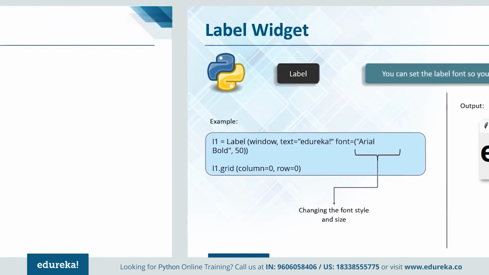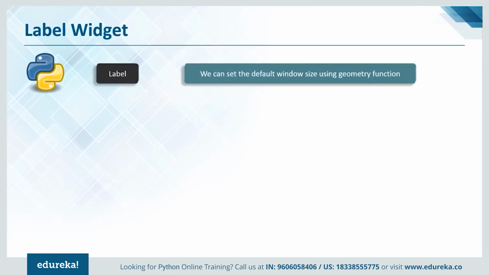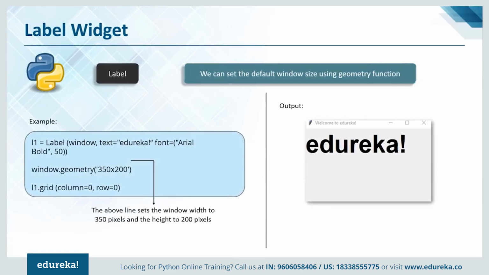Simple, right? So there is something called the geometry function, guys. It is used to change the window size and set it as per our requirement. In this case, we have set it to be 350 pixels in width and 200 pixels in height, as you can check out from the left side part of the code.